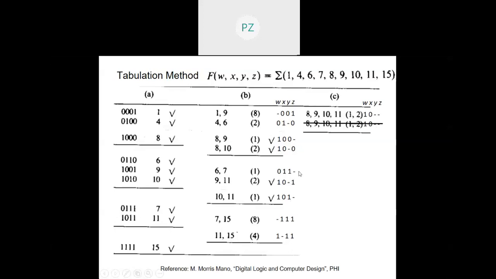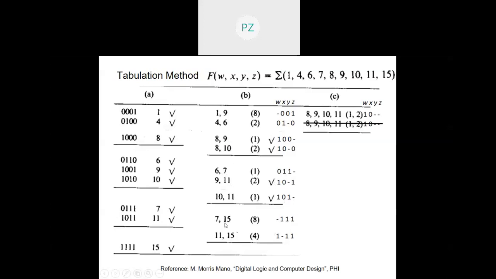Again 8 10 will not combine with 6 7. 8 10 will combine with 9 11. So I'll tick both of them again. And what do I get? 1 0 dash dash. So 1 0 dash dash. 8 10 10 11 doesn't combine again, right? Now looking at these two groups, nothing can be combined.